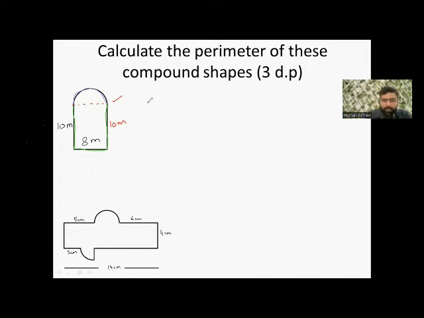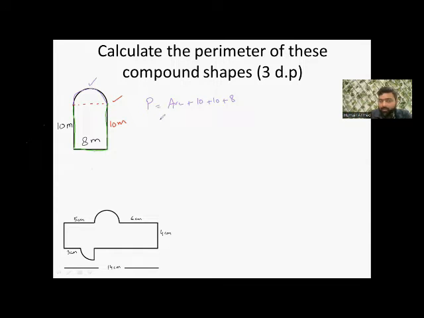Now for the perimeter of this shape, we have to find out this arc length. Then we have to find out these lengths. We already have that these are 10, 10, then 8. So now the arc length.